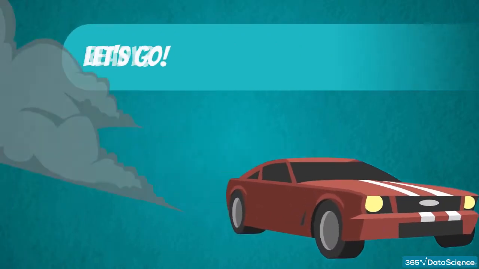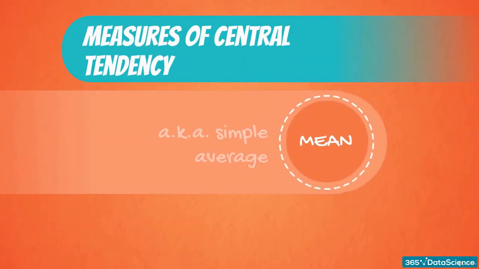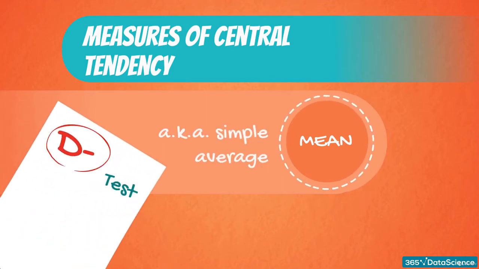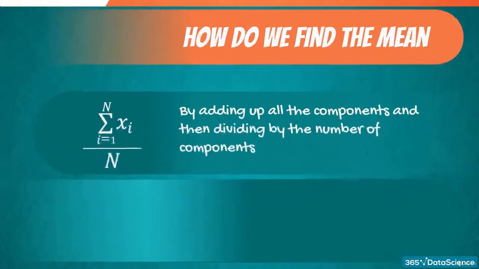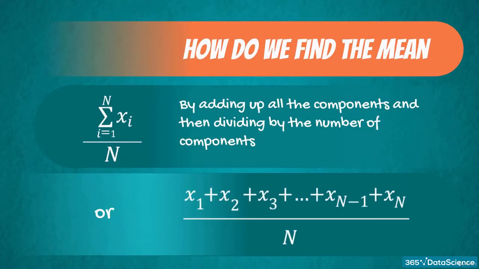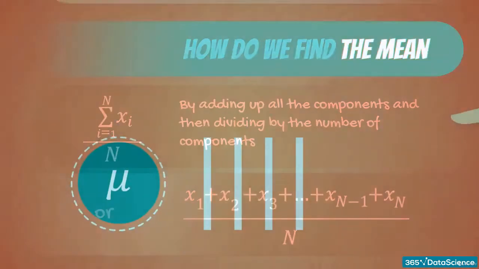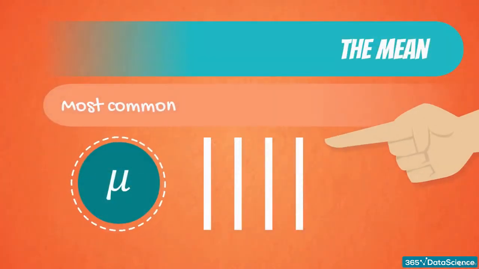Ready? Let's go. The first measure we will study is the mean, also known as the simple average. It is denoted by the Greek letter mu for a population and x bar for a sample. These notions will come in handy in the next section. We can find the mean of a data set by adding up all of its components and then dividing them by their number. The mean is the most common measure of central tendency, but it has a huge downside.